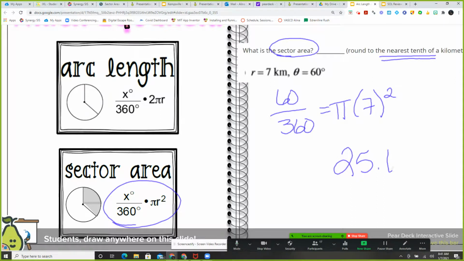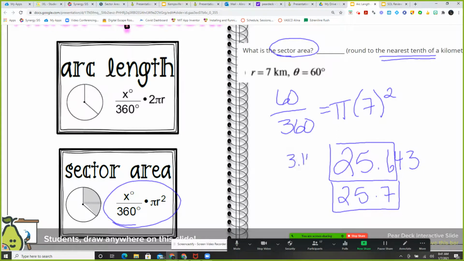I got 643. Did you use the pi button or 3.14? I used the pi button. Okay, so if you use 3.14, you're going to end up with this. If you use the pi button, you're going to end up with this. Both of them will be right.